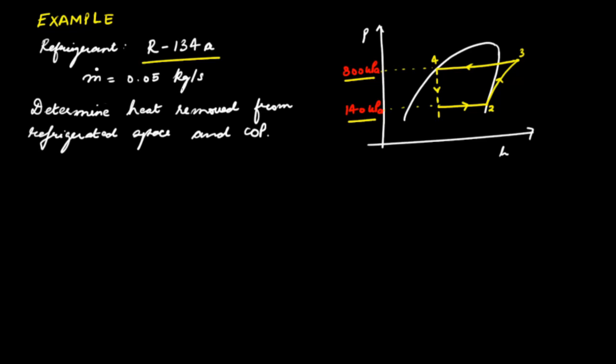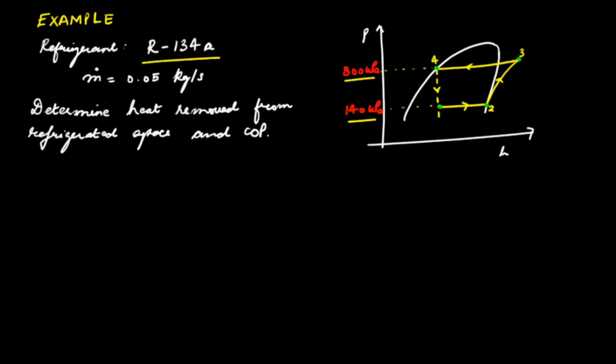So the question is to determine the heat removal rate from the refrigerated space and the COP, that is the coefficient of performance. The first step to do this analysis is to determine all these 4 equilibrium states, that is state 1, 2, 3 and 4. And once these states are determined, we can look at individual processes and find the heat that is removed, and we can find the work that is consumed by the compressor, and then we can calculate the coefficient of performance. So to do so, we look at the tables for R134A refrigerant.